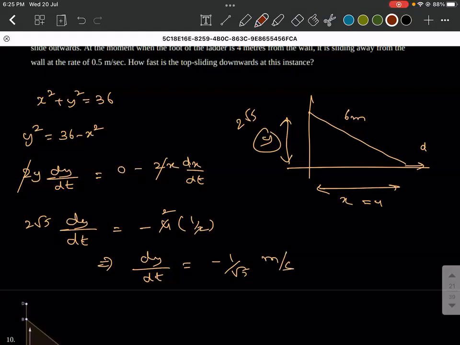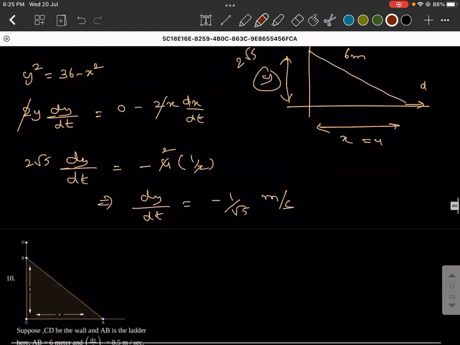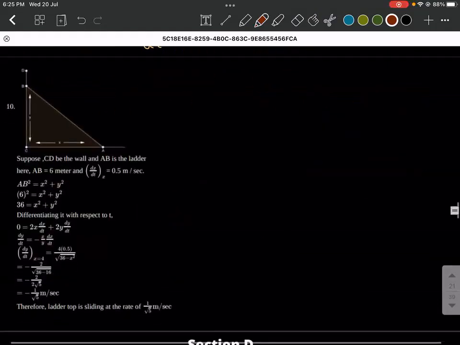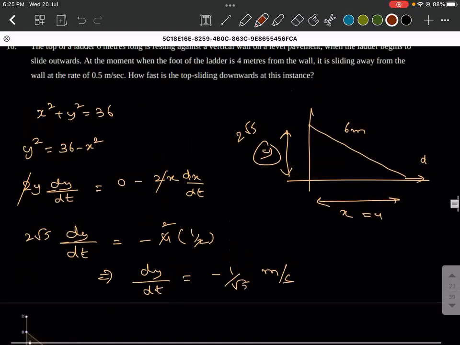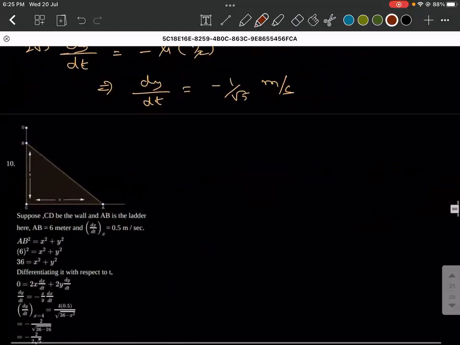The height is reduced. How many of you got this answer? Got it? Shall I proceed? Did you write this? You wrote the test. So minus 1 by root 5 meter per second.